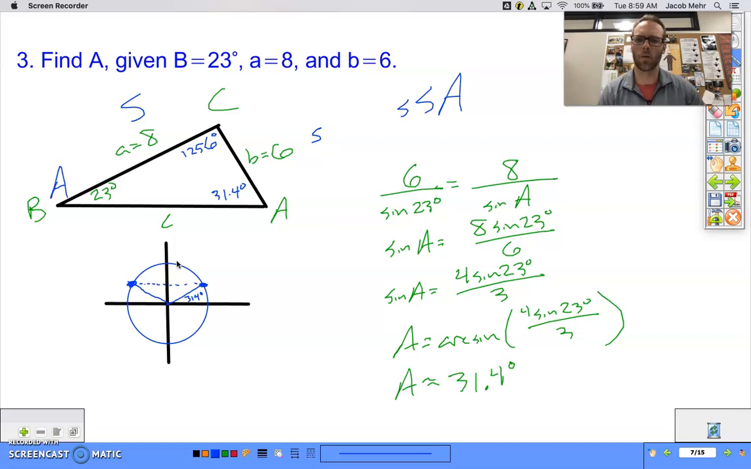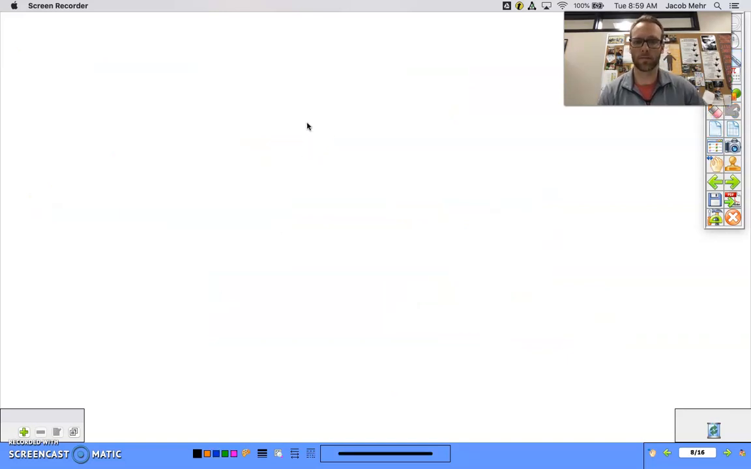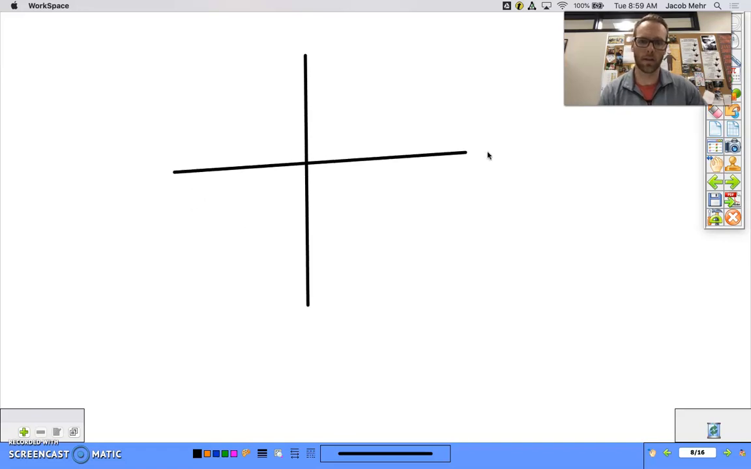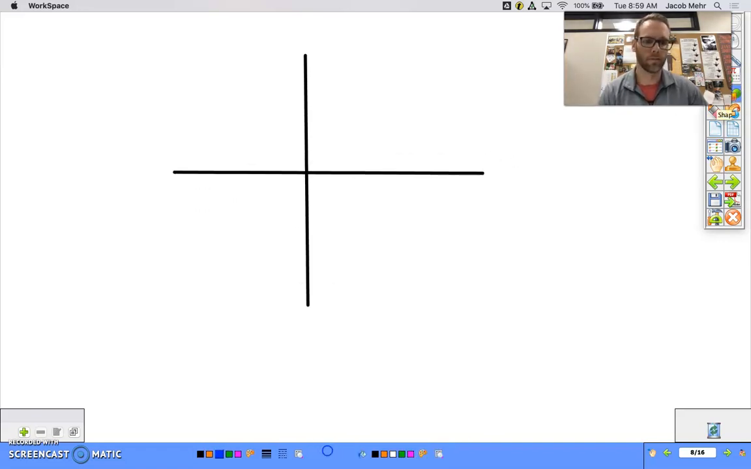Remember, arc sine is only going to give you angles on the right half of the unit circle, from negative pi over 2 to pi over 2. However, we have to find the other positive angle. So we said, okay, 31.4 degrees is the angle in the range of arc sine. But where is that other one? So let's just draw this a little bit bigger for everybody.